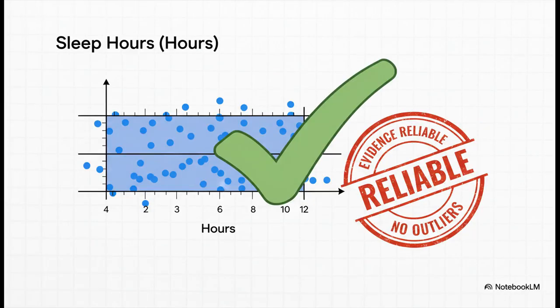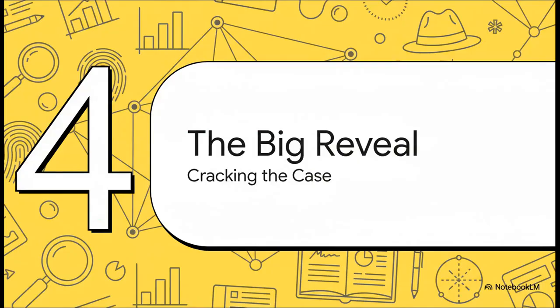So, in our case, the box plot for sleep hours comes back totally clean. Every single data point is right there inside the expected range. This is great because it tells us we don't have any impossible data, like a student who somehow studied for 100 hours in a single day. Our evidence is reliable.